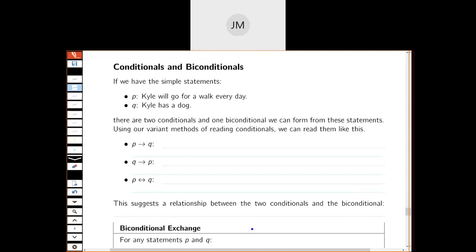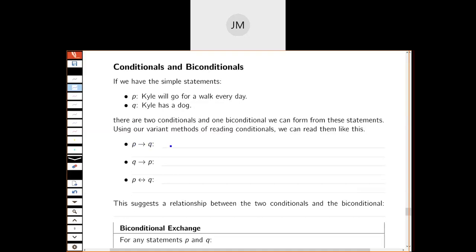Let's look at some conditionals and biconditionals, starting with two simple statements. So statement P, Kyle will go for a walk every day. Statement Q, Kyle has a dog. So there are two conditional statements and one biconditional statement that we can form from these statements. There's only one biconditional because the biconditional is symmetric, so it doesn't matter which one we put first. So the conditional statement, if P then Q, would be if Kyle will go for a walk every day, then Kyle has a dog.